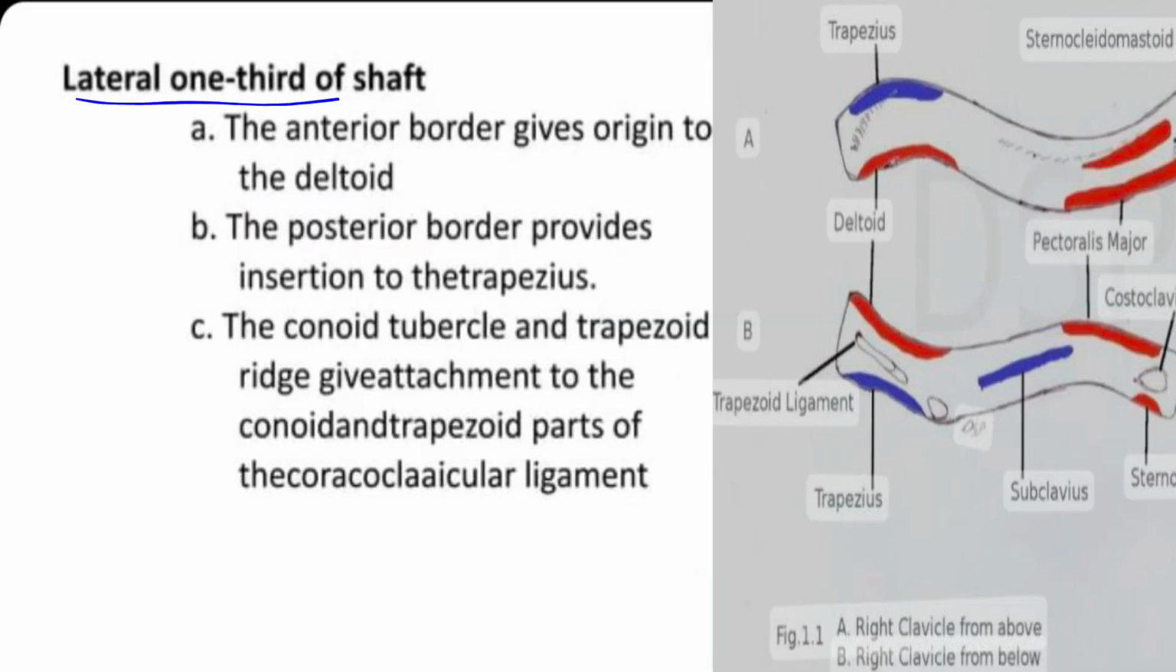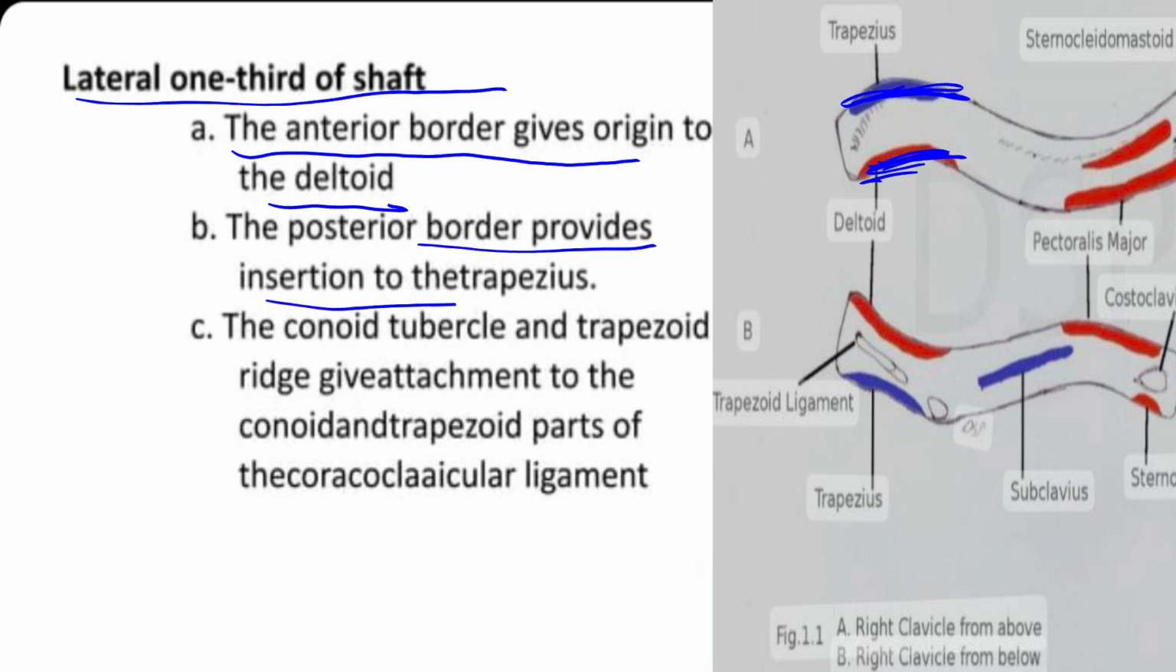Lateral one-third of the shaft. The anterior border gives origin to the deltoid. In the above diagram, you can see here the blue color, the red color one, the anterior border gives origin to the deltoid muscle. The posterior border provides insertion to the trapezius. Here you can see the trapezius. It provides insertion to the trapezius.